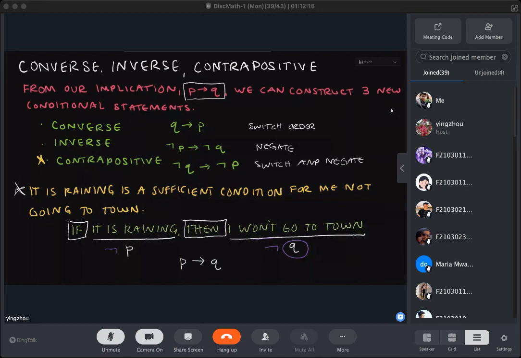Now, one thing I want to point out, and the reason I put this star next to contrapositive, is that the contrapositive will always have the same truth value as if P then Q. It's the only one that for sure will have the same truth values as if P then Q.